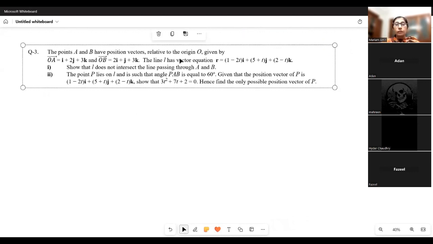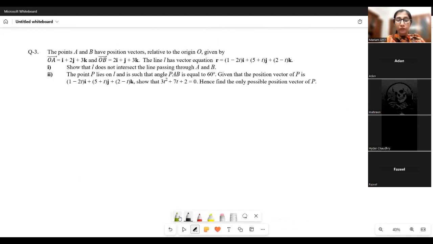Points A and B have position vectors relative to origin O given by OA equals this, OB equals this. The line L has the vector equation given. Show that L does not intersect the line passing through A and B. So first thing we need to do is find the line passing through A and B.